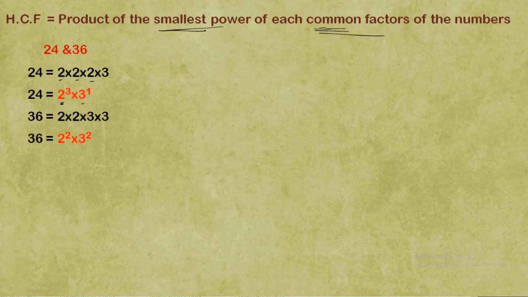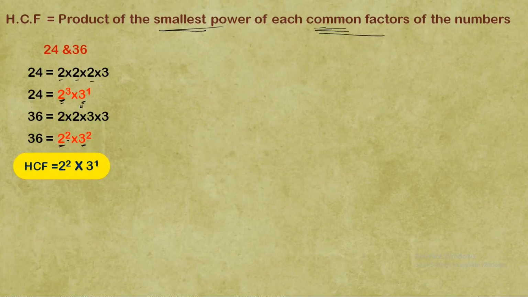See here, for 24 we have 2, and in 36 also we have 2. For 24 we have 3 as one of the prime factors, and here also we have 3. So we have common factors 2 and 3, which are common to the two numbers, 36 and 24. In these two common factors we have to choose the smallest power. What is the smallest power for 2? 2 square, and the smallest power for 3 is 3 power 1. So the HCF will be 2 power 2 into 3 power 1.